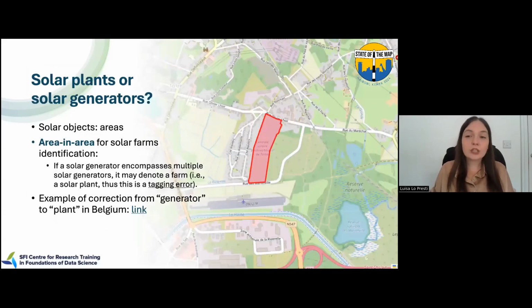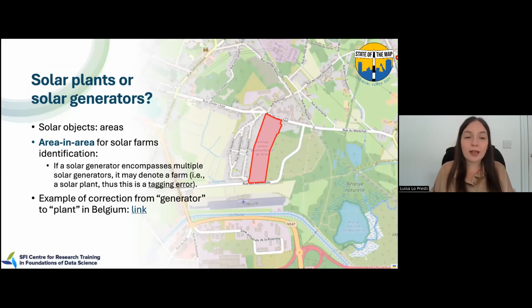At this stage, we can shift our attention to solar infrastructures, and in particular, we can focus on solar plants and solar generators. We notice how all solar objects are represented as areas. And we also know, according to OpenStreetMap guidelines, that solar farms should be mapped as plants. However, in practice, we notice deviation from these standards, and therefore, we decide to account for also solar generators.